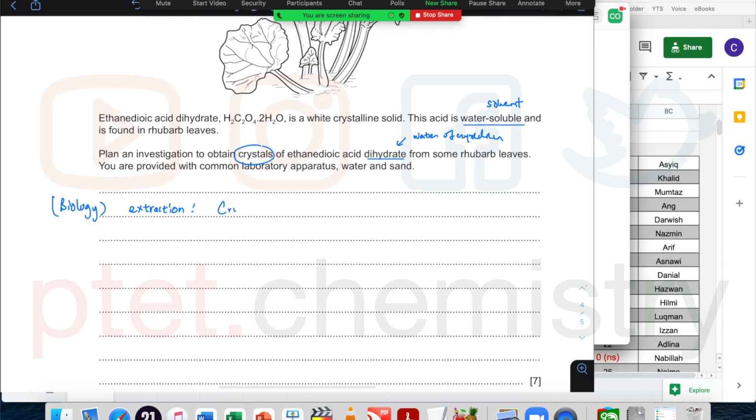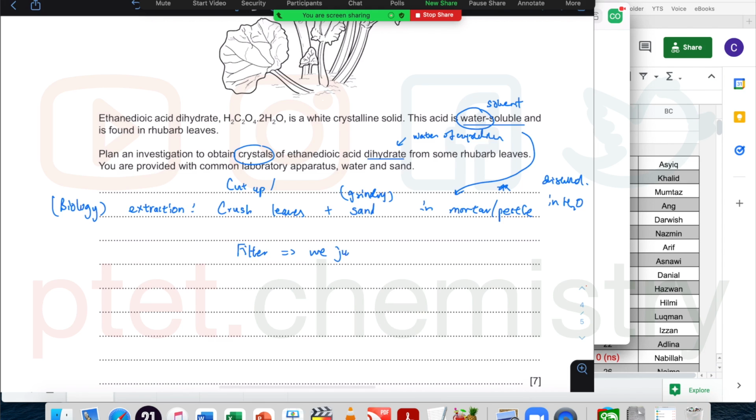You have to cut up the leaf and then crush the leaf. You crush it with sand because you are grinding with sand, and this is in a mortar and pestle. Sometimes you use ethanol, but here we use water because it depends on what your substance is soluble in. We use distilled water, and then you have to filter because we just want the filtrate, which is in water. The filtrate contains the water-soluble acid, and then the crystallization is exactly the same as before, the fixed essay that I mentioned: heat the filtrate until saturated, and so on.